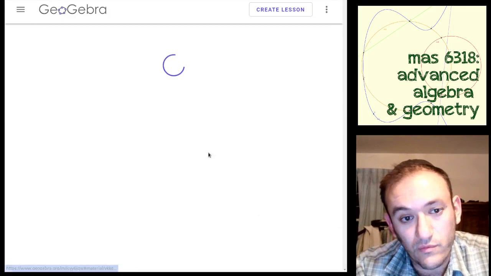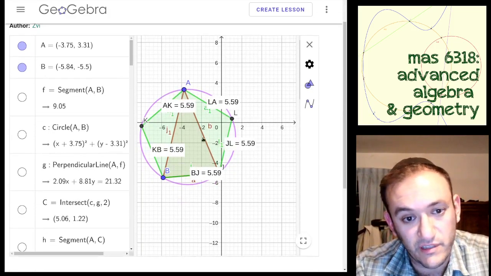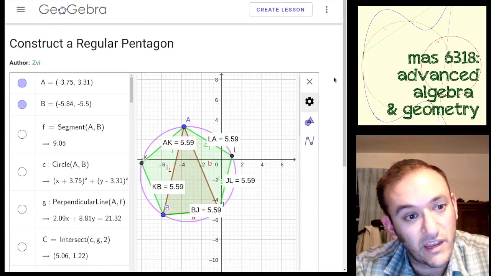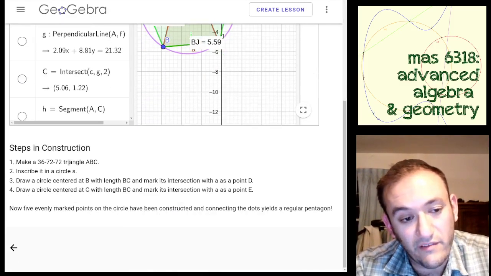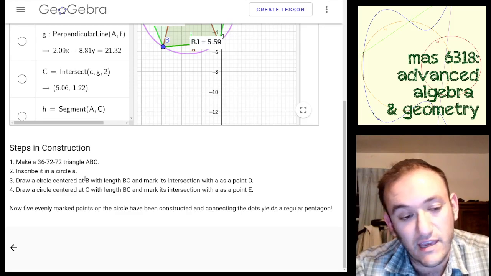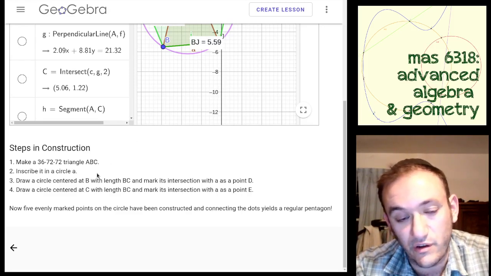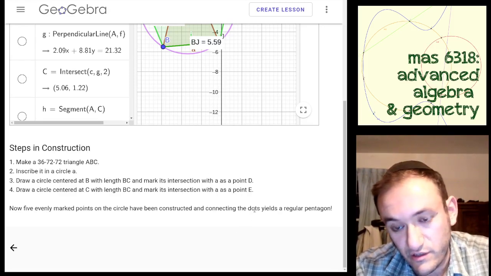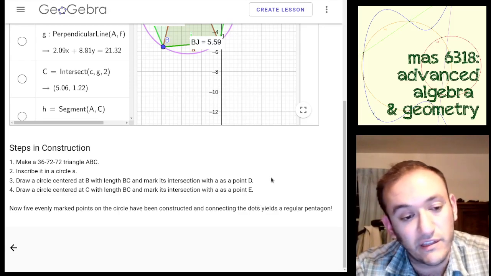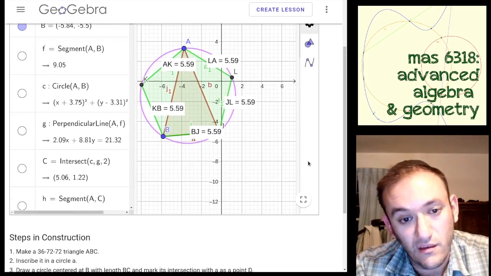And now, given that ability to build a 36, 72, 72 triangle, we have the following steps. You make your 36, 72, 72 triangle, and then you can inscribe it in a circle. This is something you're always able to do with a triangle. You're able to find a circle that passes through these 3 points. And there's a method in Euclid for how to do that as well. Then you draw a circle centered at B.